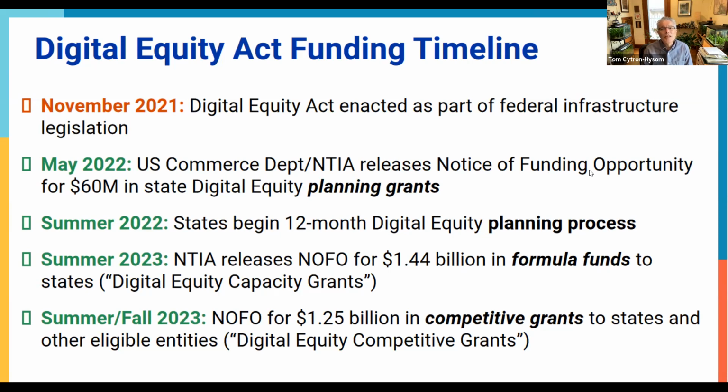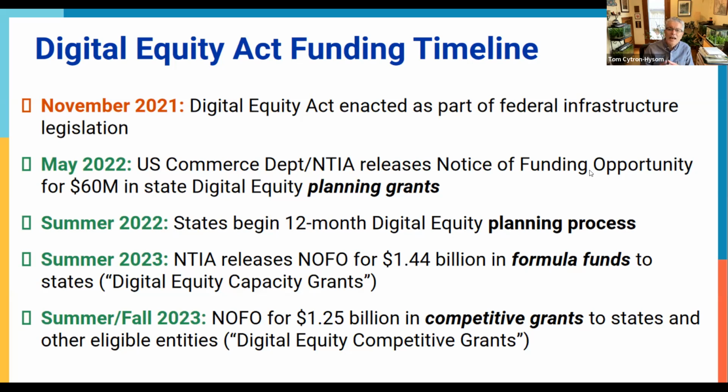But this is going to be a really important thing to keep your eyes on because we want to make sure that the needs of our adult learners are taken into account when they start doing their planning at the state level. And it's not just direct employment focused, but broader than that. So all the states will then spend a year in this digital equity planning process. And then next summer, they'll release an RFP sort of thing for almost $1.44 billion in formula funds. And those go out to all the states.